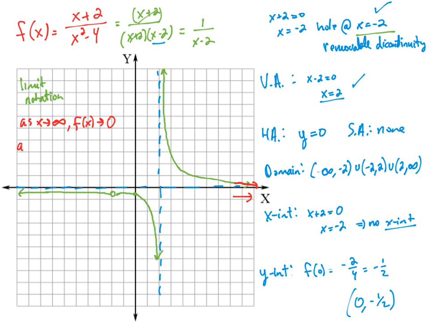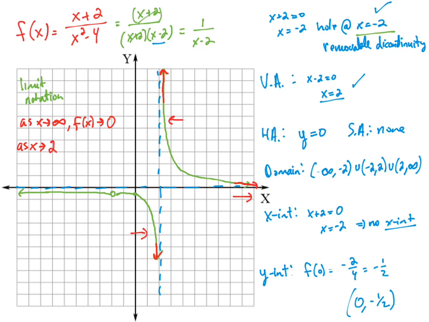How about this? As x goes to, let's say, 2. Now when we look at this, when x goes to 2, it goes to 2 in this direction, but it also goes to 2 in this direction, because the vertical asymptote is actually 2. So it looks like up here, as we go to 2, this function is going to positive infinity, but down here, the function is going to negative infinity.